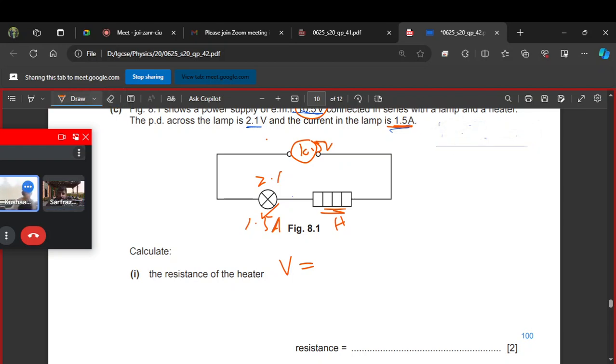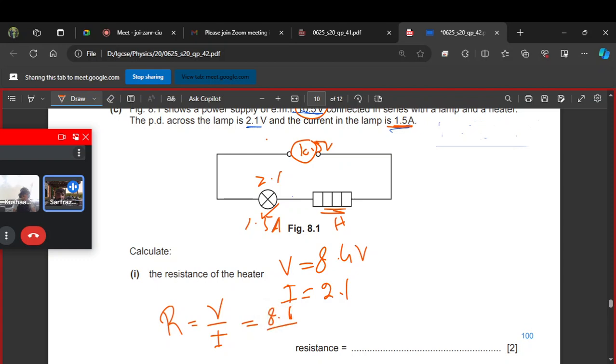It's 8.4 volt. And what is the current in this heater? Because it is connected in series, does the current remain different or the same? The current remains the same. Very good. It's a series circuit. Then what will be R? R will be the same formula as for the last question. So V over I, 8.4 divided by 2.1. So what is the value? 4.